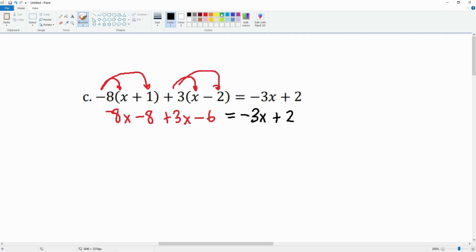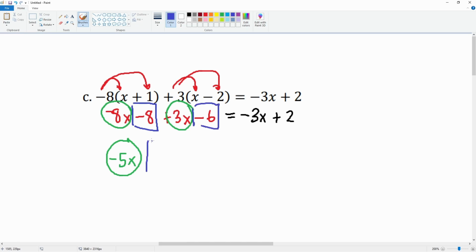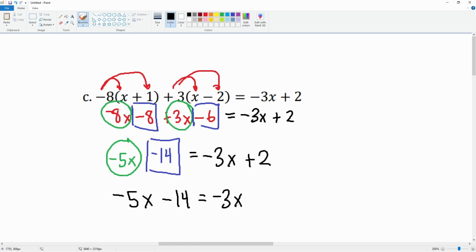Let's look to combine some like terms here. We have the variable term of negative 8x and 3x here. So negative 8x plus 3x gets you negative 5x. Then we have the constant term. I'm going to put that in the blue square. Negative 8 plus negative 6 together get you negative 14. Okay. Bring down the equal sign, bring down the negative 3x plus 2. I'm going to clean this up a bit. So I'm just going to write it without the shape. Negative 5x minus 14 is equal to negative 3x plus 2.